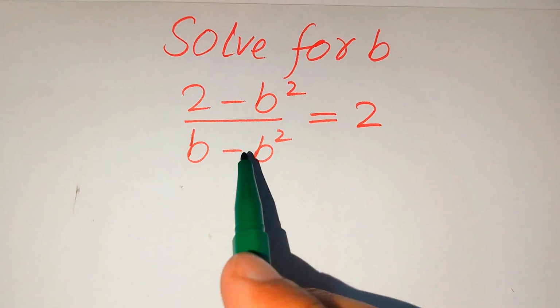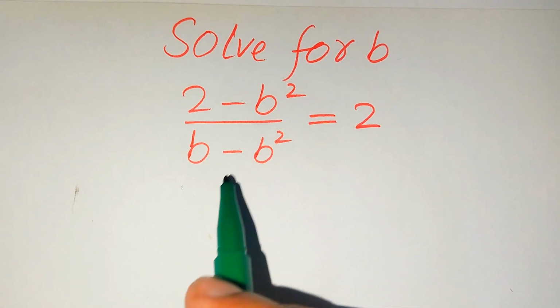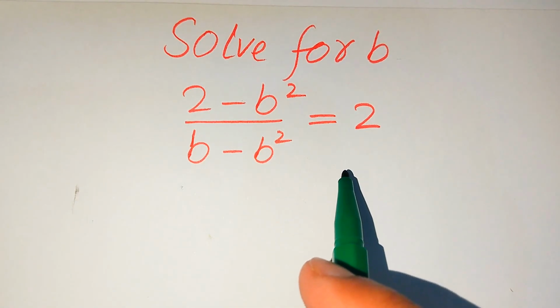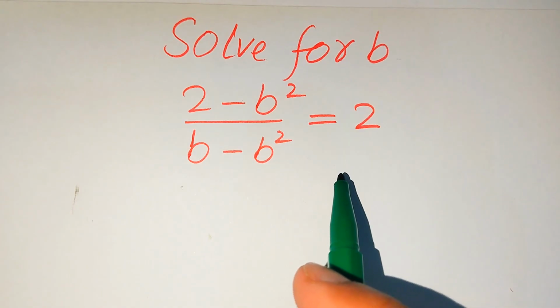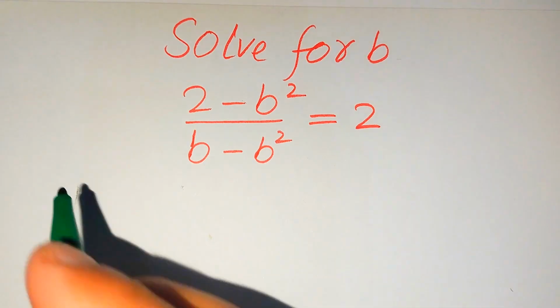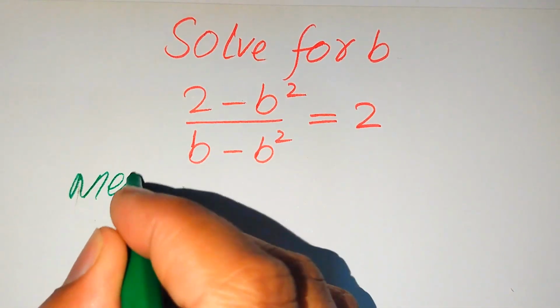So here we have (2 − b²)/(b − b²) = 2, and we solve this problem for all the values of b. First we need to find all the roots of this equation, and at the last we will verify which of the roots are solutions and which of the roots are extraneous roots. Further, we solve this problem by two methods.